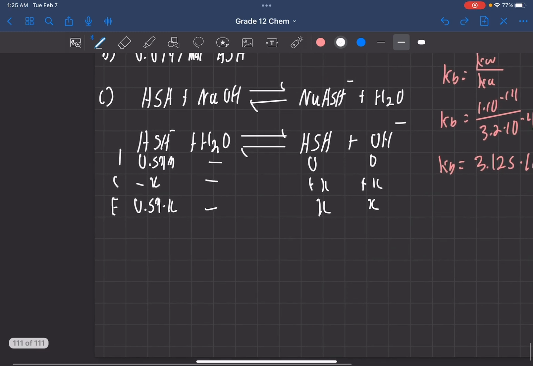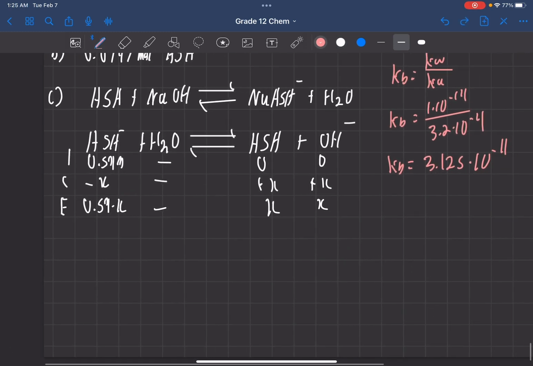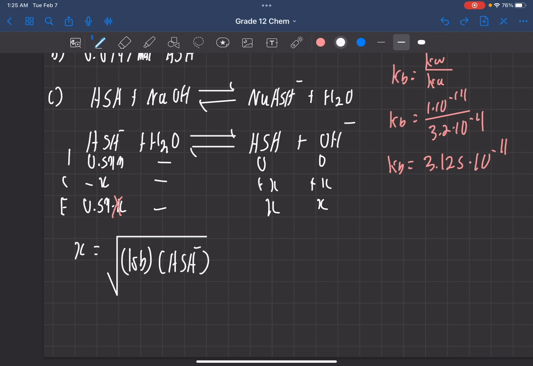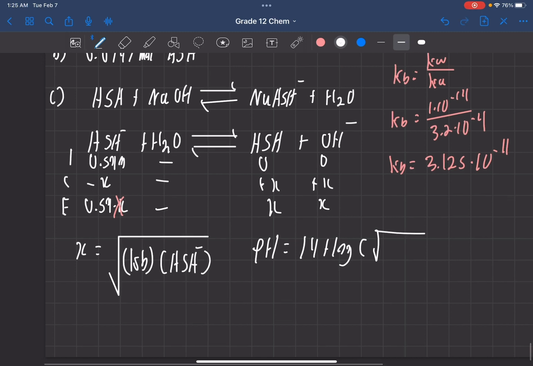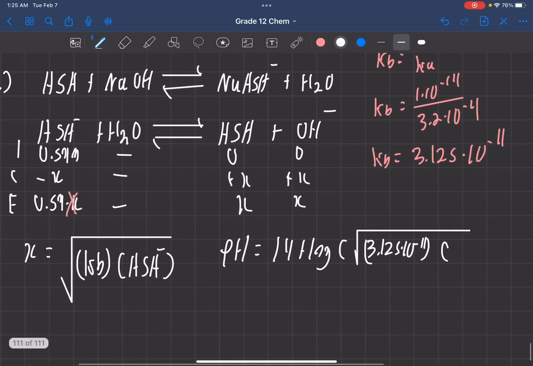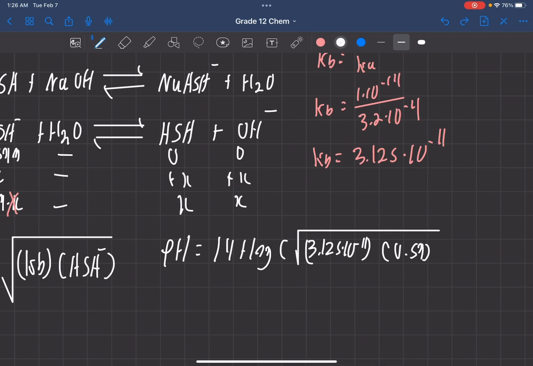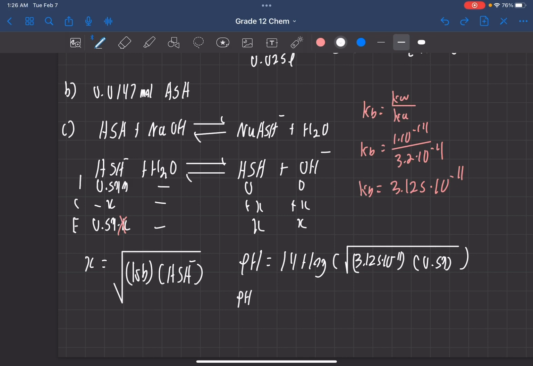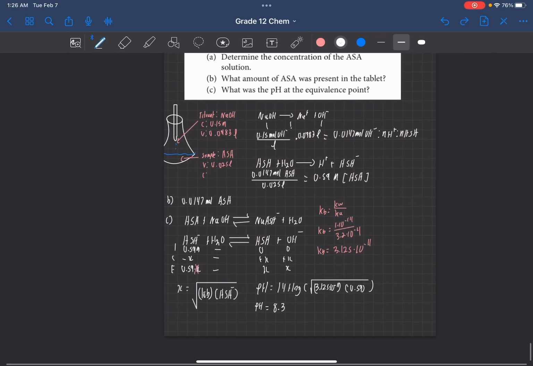Okay, so I'm going to go pretty fast over here, right, because this is pretty repetitive. As we can see, this KB is a lot smaller than this 0.59, so it's not going to make a difference. We can say that X equals, if we rearrange the equation, the root of KB times our ASA minus concentration at equilibrium. So we can say our pH equals 14 plus log of the root of our KB, so 3.125 times 10 to the negative 11 times our concentration of ASA minus at equilibrium. So that is 0.59. Remember, this guy over here is our hydroxide concentration, OH minus. Plug that all into your calculators and you should get a pH equal to 8.3. So that makes sense, right?